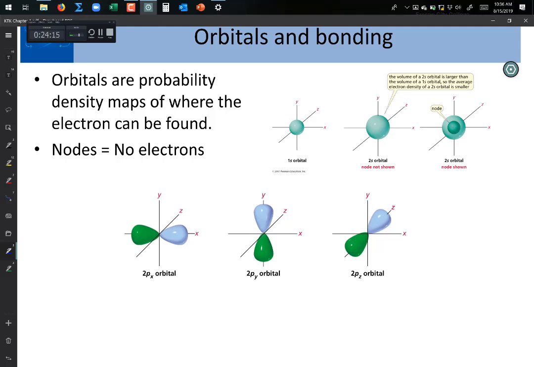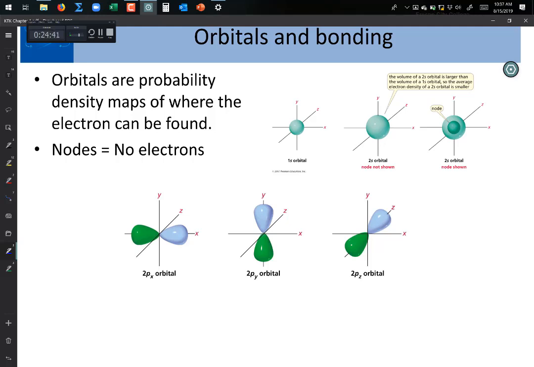Orbitals are probability density maps of where electrons can be found. And when you have a node, that means there's no electrons. So when I have a drawing like this, what orbital is this? It's a p orbital, right? It's a dumbbell shape. It says right here it's the 2px. Or you have an orbital like this, it's the 2py or the 2pz. These represent regions where you can find the electron.